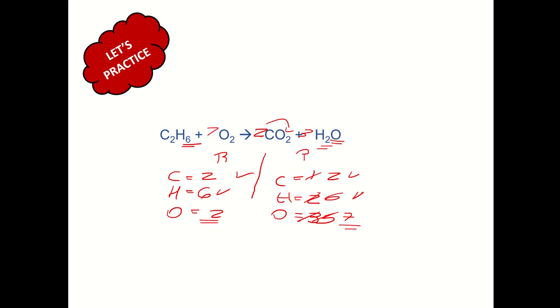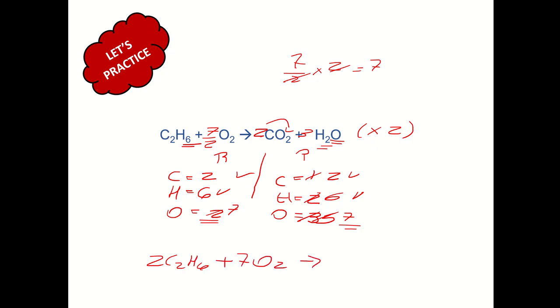So the easiest way when I get those kind of numbers is to use a fraction. Because I know 7 divided by 2 multiplied by 2 is 7. So it will be well balanced because I will have 7 on this side and 7 on the other side. But I need whole numbers, so I'm going to multiply my whole equation by 2. So I'm going to have 2 C2H6 plus 7 oxygens giving 4 CO2 plus 6 water molecules.